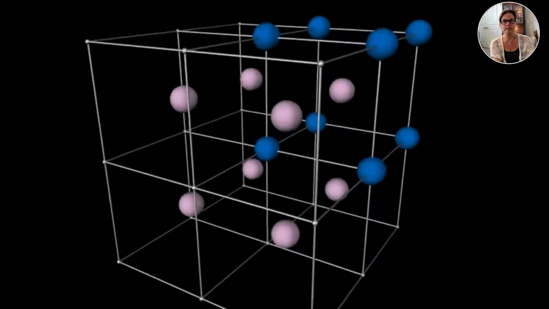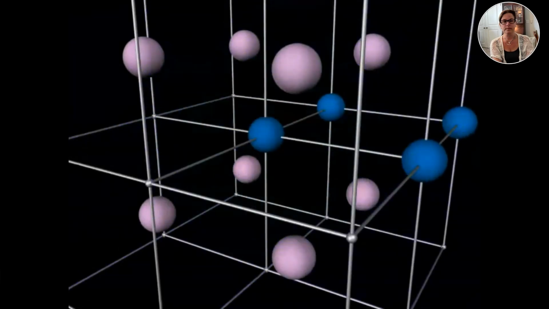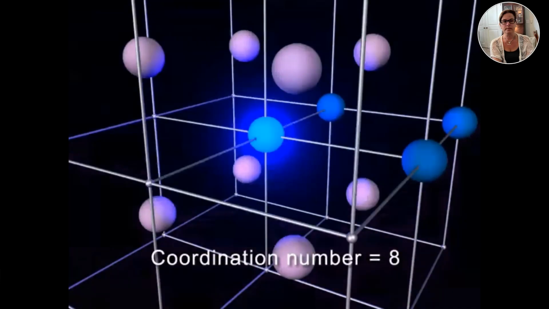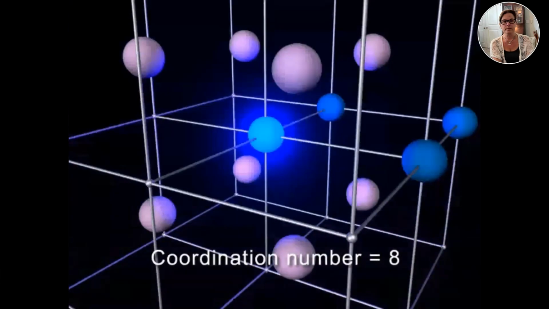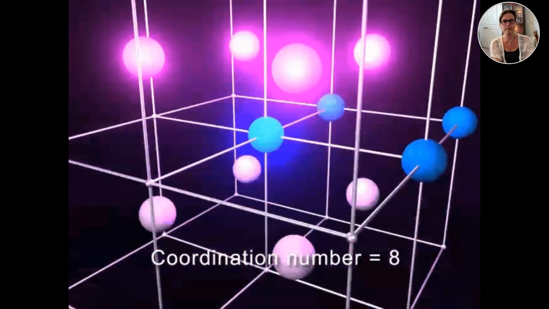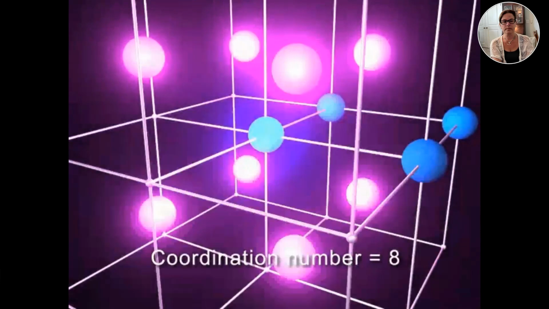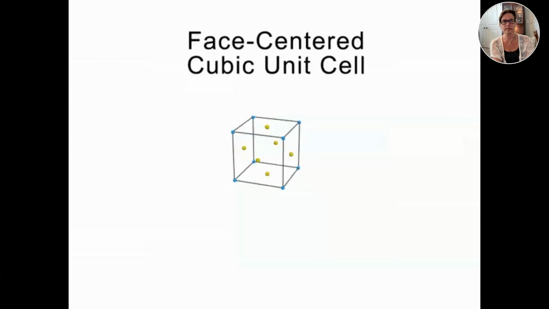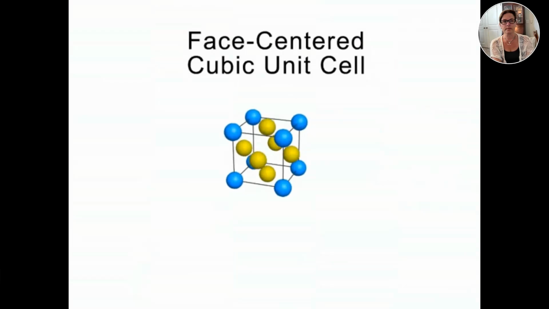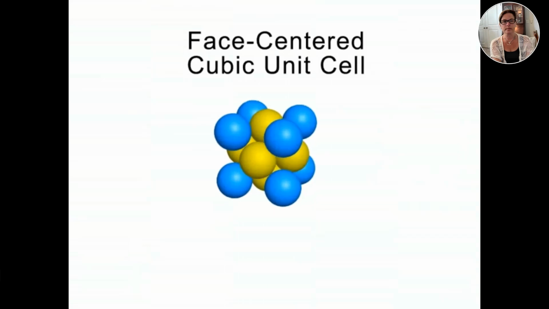In this tiny portion of a body-centered cubic array, you can see that any given particle has 4 nearest neighbors above and 4 below for a total of 8 nearest neighbors. The face-centered cubic unit cell has a particle at each corner and in each face, which are colored yellow here, but none in the center.